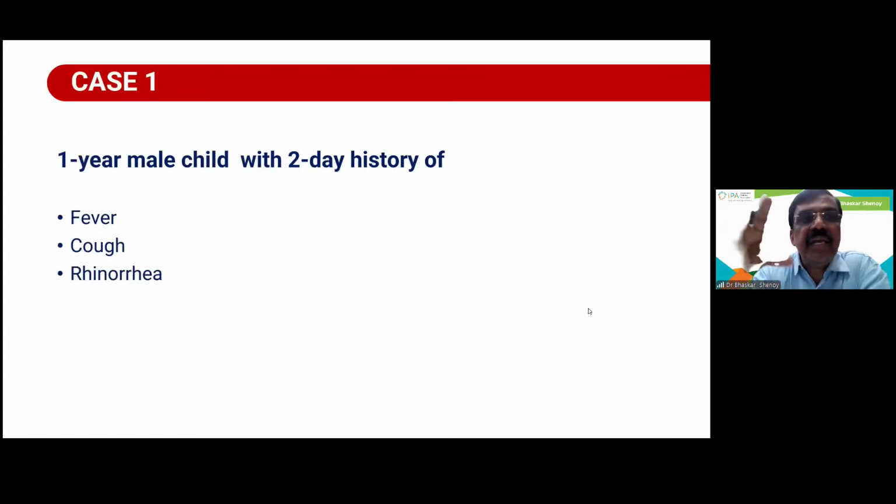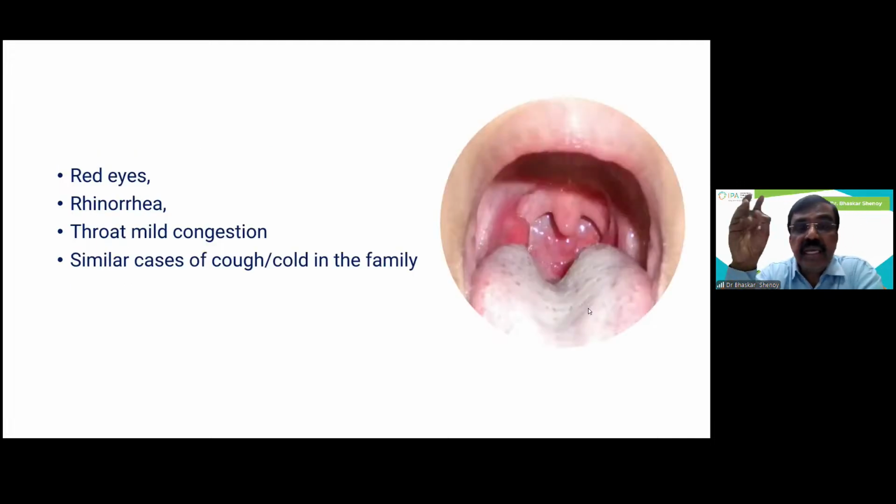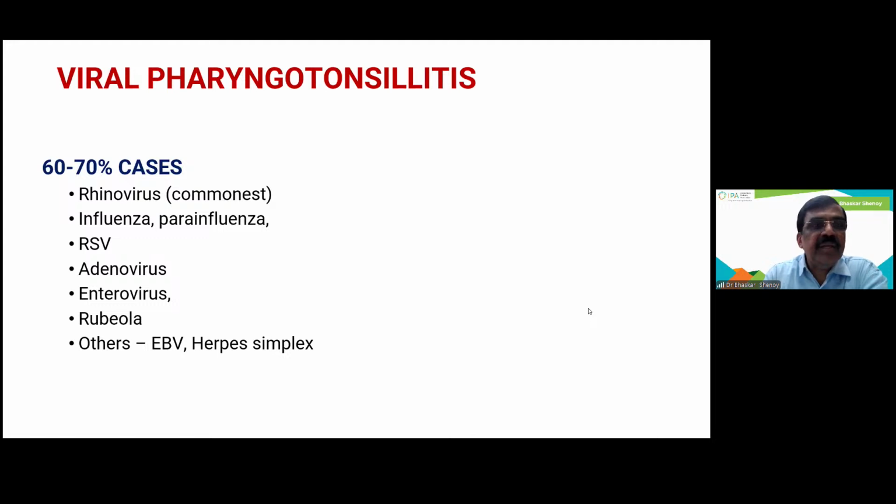So with that, let me take you through a few cases which are commonly seen in the outpatient. A 1-year-old male with a 2-day history of fever, cough, and rhinorrhea. He has red eyes, nasal discharge, mild throat congestion, and some other members in the family, the mother and the elder sibling, are also having the same.